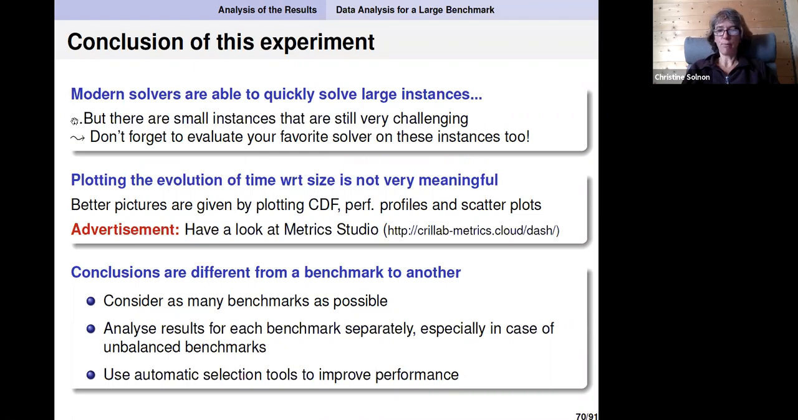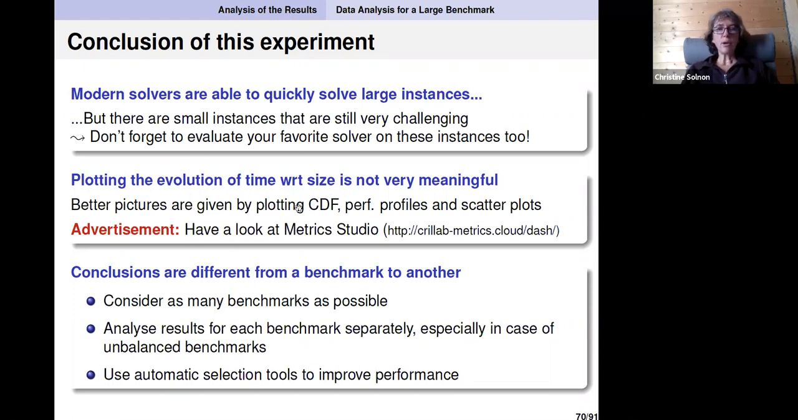Okay, so I have just 15 minutes. The conclusion is, don't forget to experiment your solver on very difficult instances, which usually are not so large.